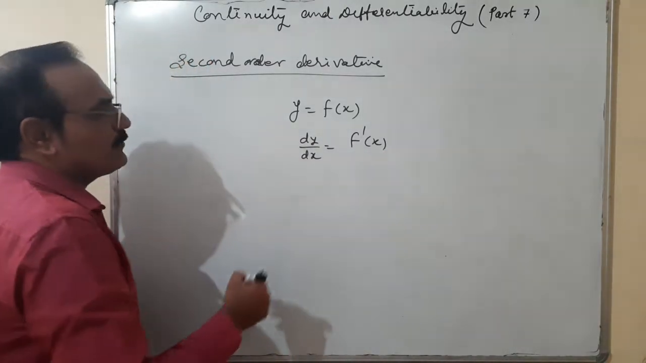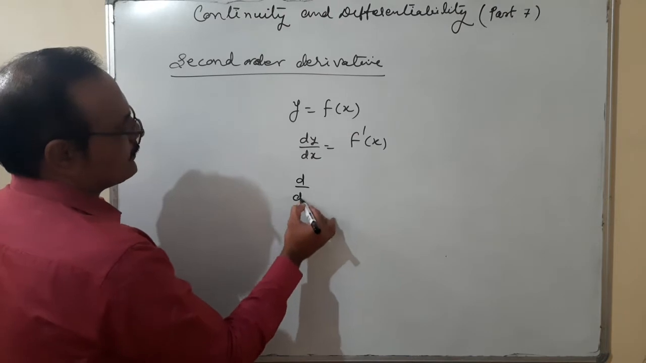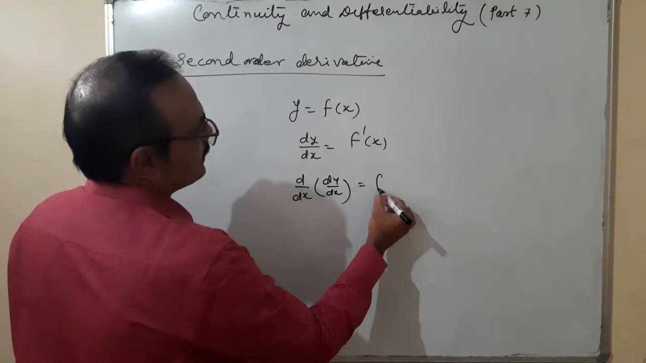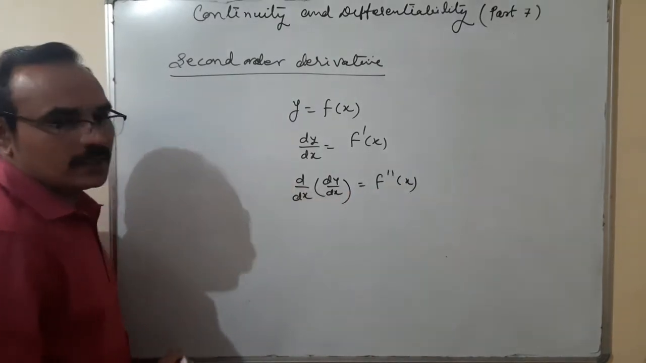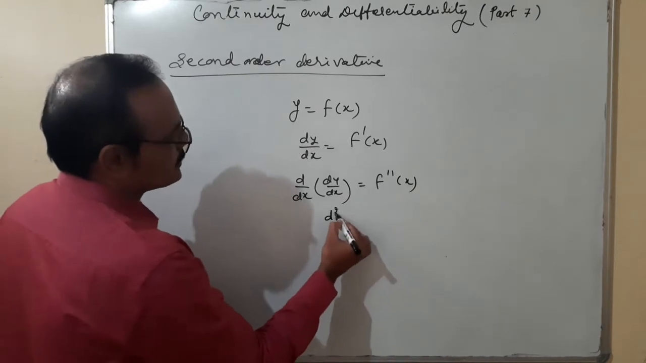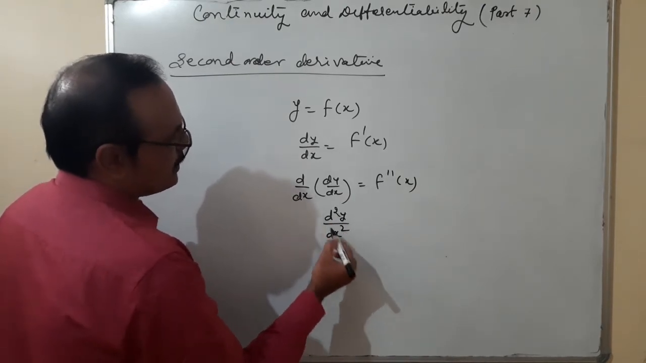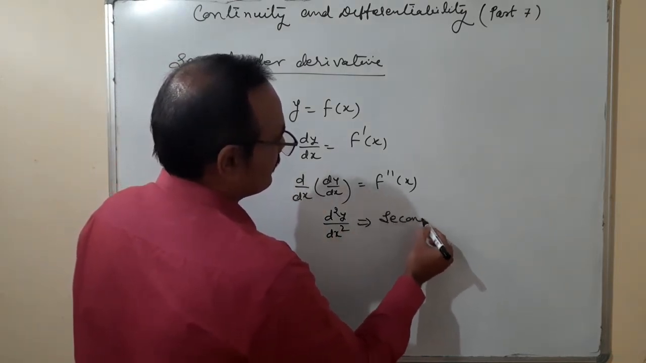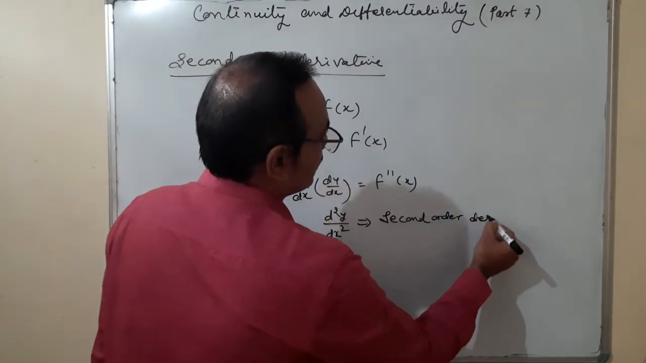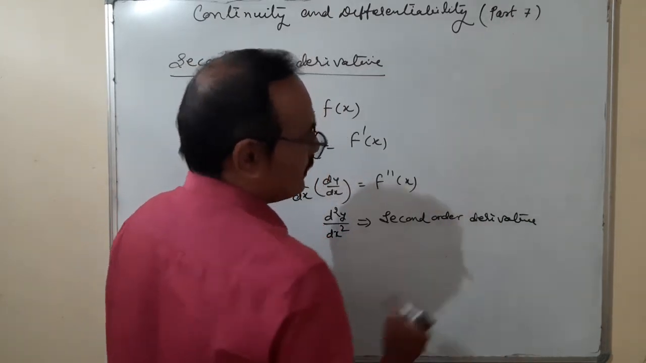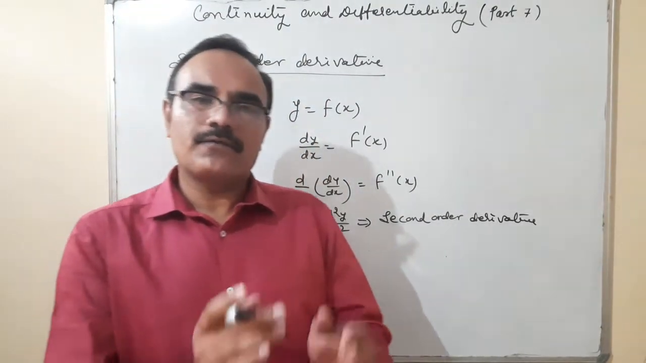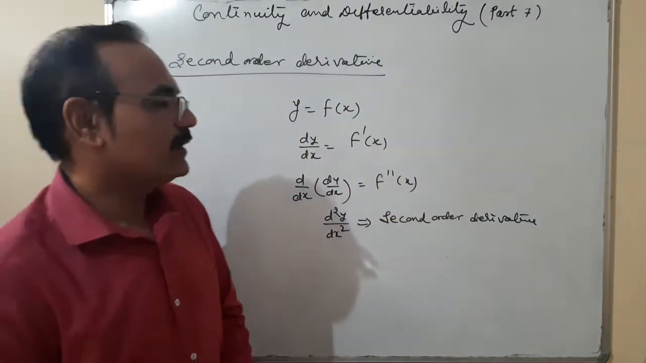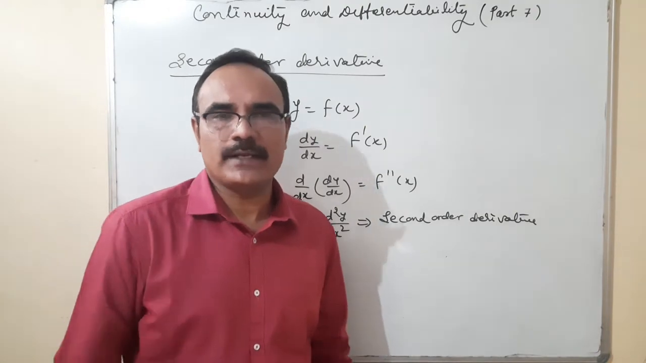Once again, when we differentiate dy by dx, that is d by dx of dy by dx, it is f double dash x. This is the second order derivative. That means we write d square y by dx square, or d2y by dx square. So what is the second order derivative? A differentiated term is differentiated once again with respect to the same variable. It's called the second order derivative, d square y by dx square.